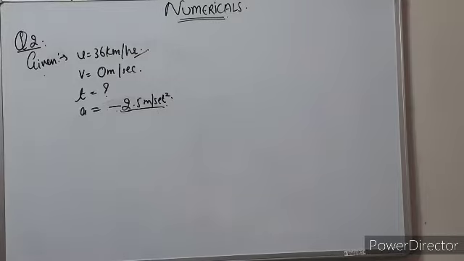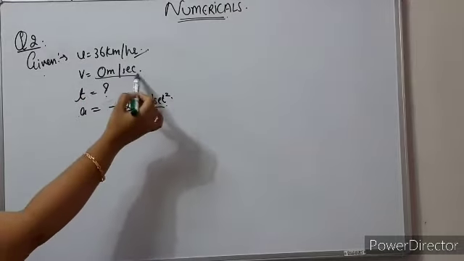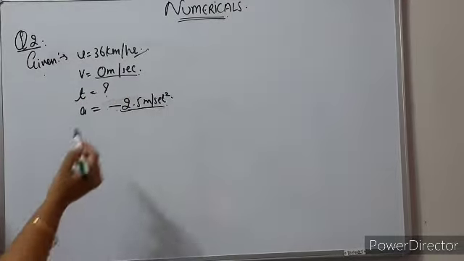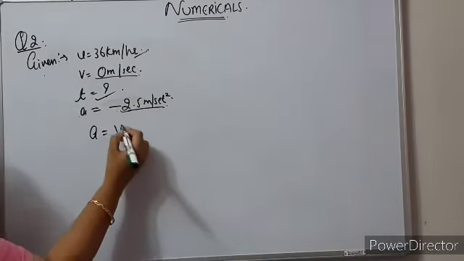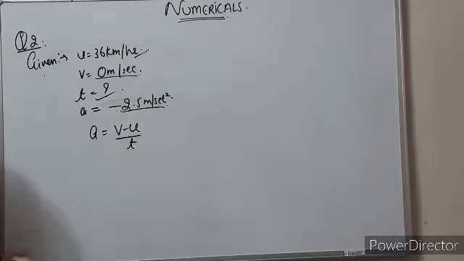So we have to stop the car. Means the final velocity will approach 0. And we have to find out the time taken. Okay, so let's get started. The formula is a = (v - u)/t.